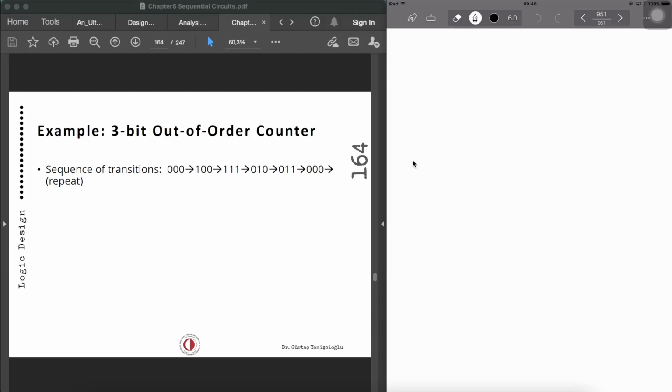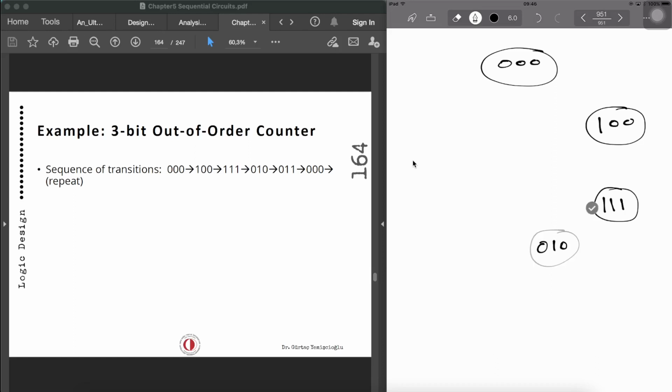Okay, another counter model is a 3-bit out of order counter. As you can see, the sequences are not in order, they are going in a random way. So let's draw the state diagram first. 0, 0, 0. It's not necessary, but let's draw it. 1, 0, 0, and 1, 1, 1, and 0, 1, 0, 0, 1, 1, and it goes back.